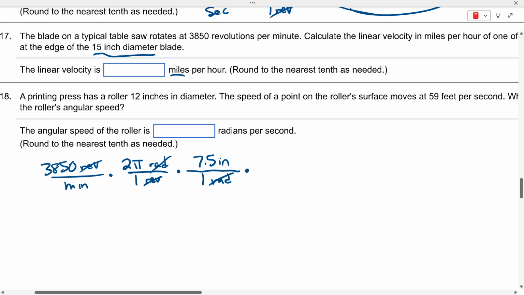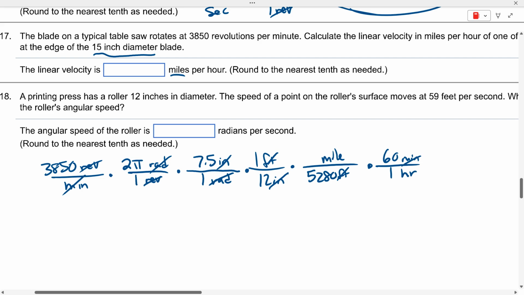Now I need to get miles per hour. How many inches are in a foot? 12 inches in 1 foot. How many feet in a mile? 5,280 feet in a mile. Feet cancels the feet. Inches cancel with minutes. I have miles per minute. Now I need miles per hour. There are 60 minutes in 1 hour. Minutes cancels the minutes. Now I have miles per hour.